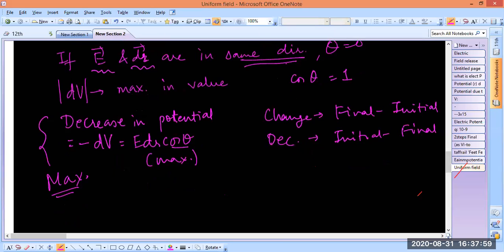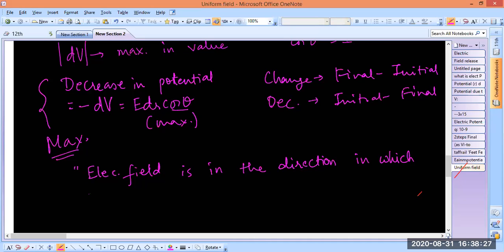That means if you want to find out in which direction is electric field, suppose if you want one more way to find out about direction of electric field, then we can write this sentence: electric field is in the direction in which the potential decreases maximum, right? Have you understood this sentence?